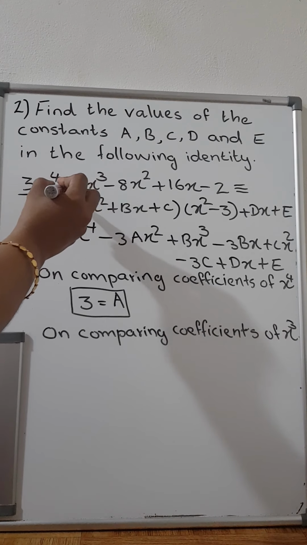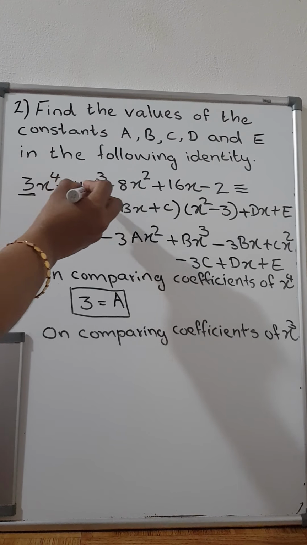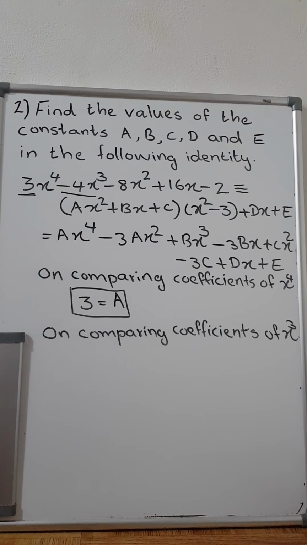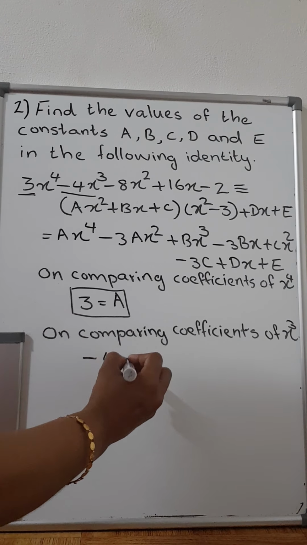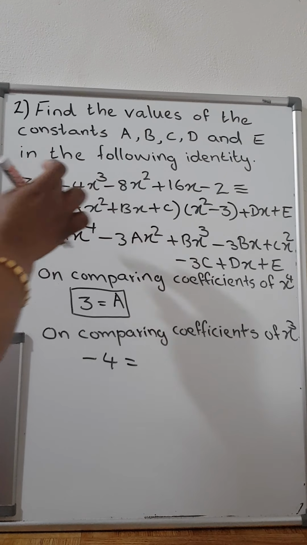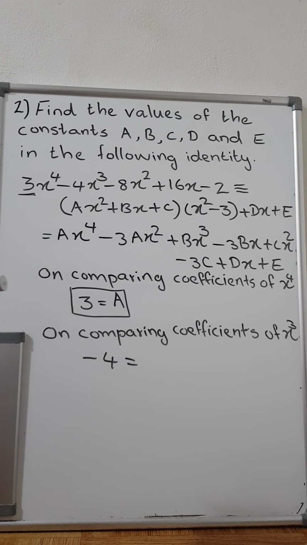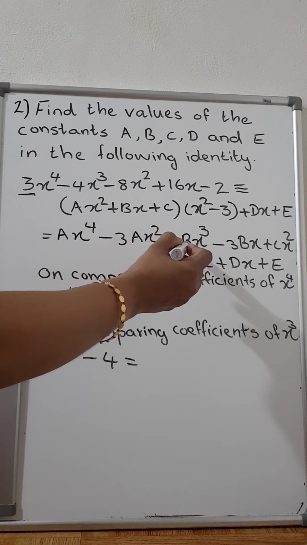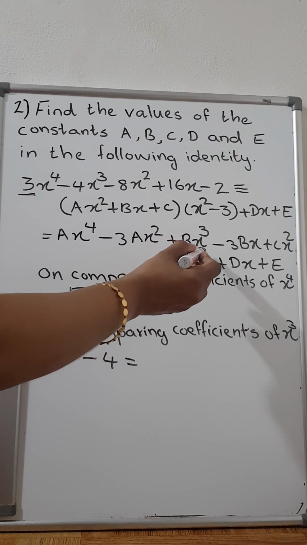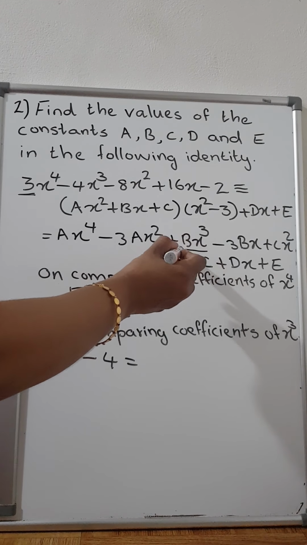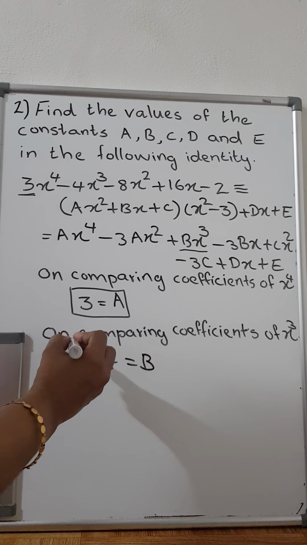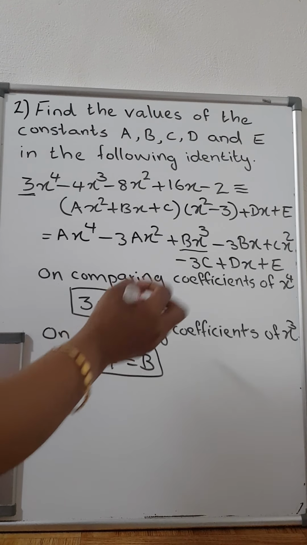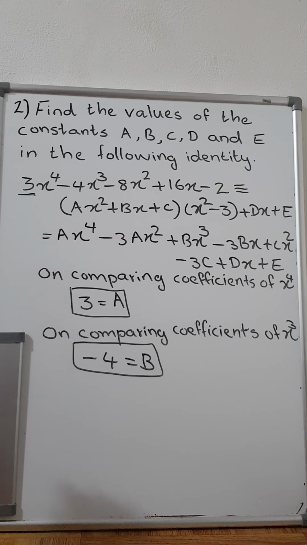Here the coefficient of x cube on the left hand side is minus 4. So the coefficient of x cube is minus 4. Now on the right hand side, what is the coefficient of x cube? That is b. Only one term with x cube, that is b. So the coefficient of x cube is b. So b is equal to minus 4.